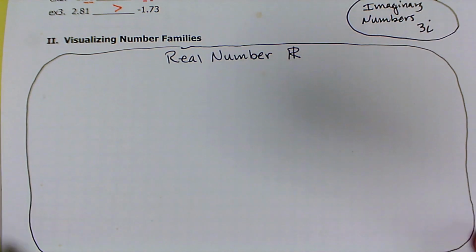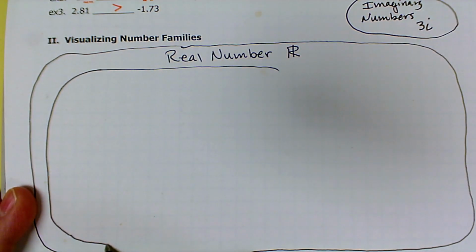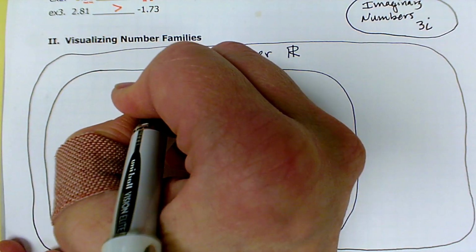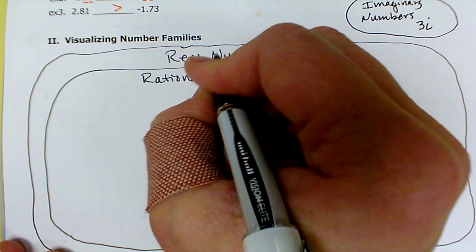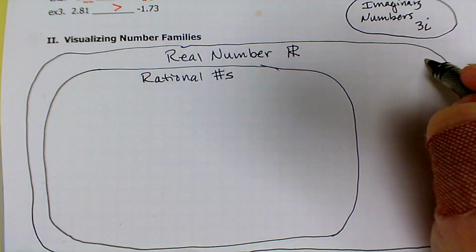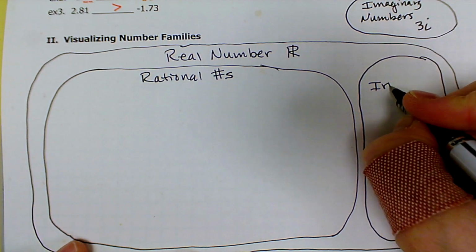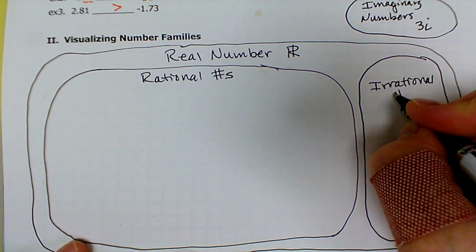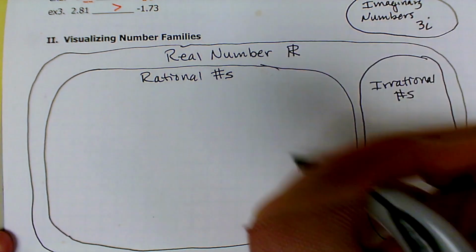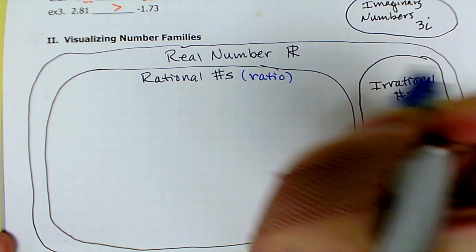All right, inside the real numbers, there is a large category called rational numbers. I'm going to use the number symbol for numbers. And then there is a smaller family of irrational numbers. Now, if you remember from what we did yesterday, a rational number is a number that you can write as a ratio or a fraction.